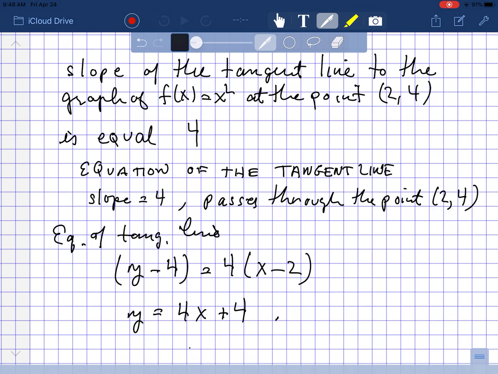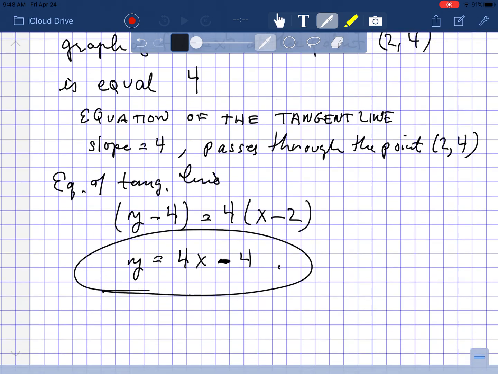This should be a minus. Let me correct that. This should be a minus 4. This is minus 8 plus 4. Okay, so this is the equation of our tangent line. Let's try another example.